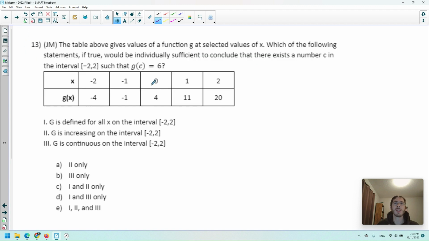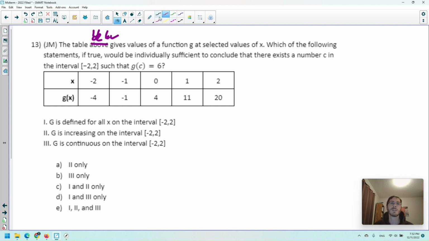For 13, we have this table. I guess it's the table below. I gotta go fix that. So we've got functions of x, and we need to determine which of the following statements, if true, would be individually sufficient to conclude that there exists a number c in the interval from -2 to 2 such that g of c is equal to 6.